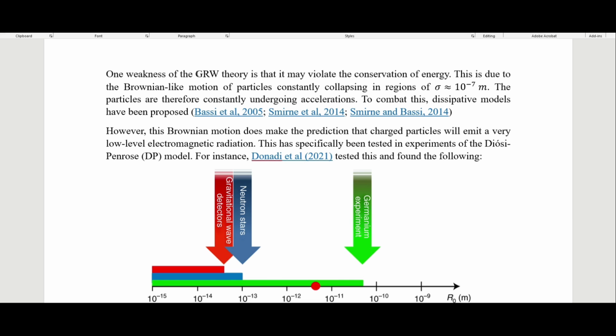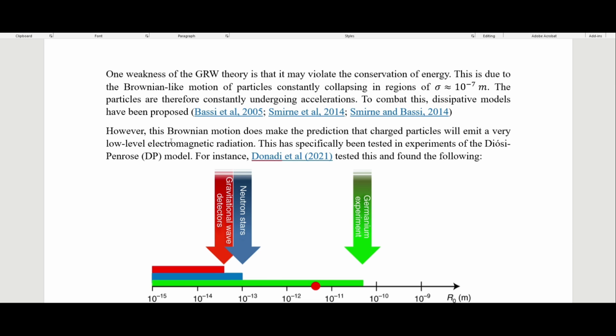One weakness of the GRW theory is that it may violate conservation of energy. This is due to the Brownian-like motion of the particles, so they're constantly collapsing and flashing, or even just moving, sloshing back and forth as a matter density field in regions that are mostly within this somewhat small but still finite area. So the particles are therefore constantly undergoing accelerations. To combat this, though, there have been dissipative models proposed. So you can check out these papers if you want to look into that.